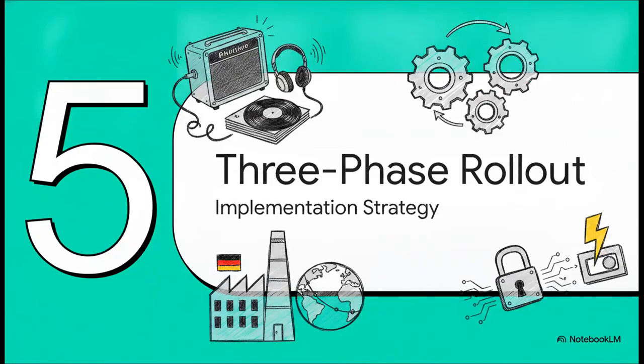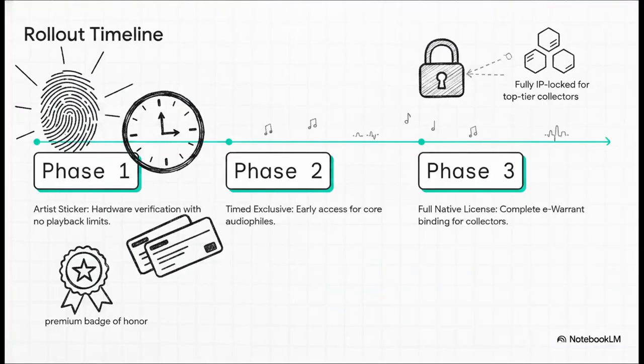To roll out a shift this radical, we obviously need a practical business strategy. So let's look at the three-phase rollout to gently introduce this tech to our partners in the audiophile market. We've mapped out a really smooth three-phase transition. Phase 1 is the artist sticker. The hardware verifies the physical fingerprint, but it doesn't limit playback at all. It's basically a premium badge of honor, proving your gear aligns with the artist's room.